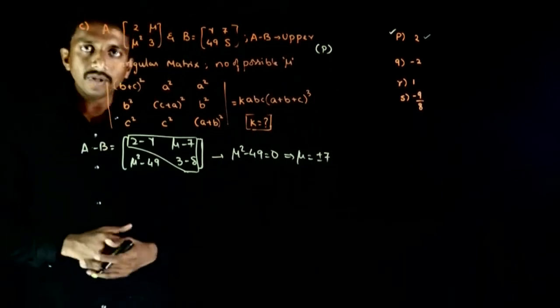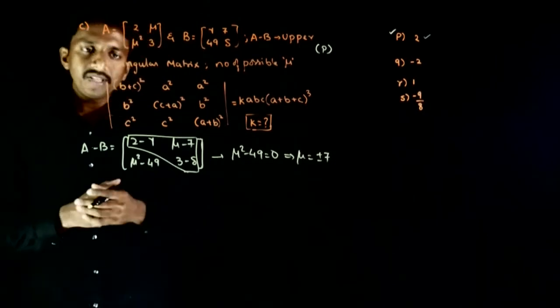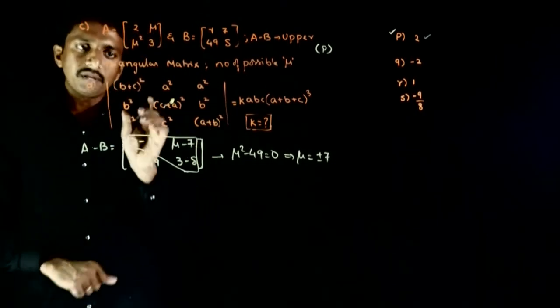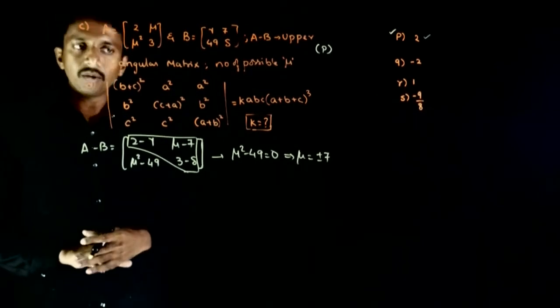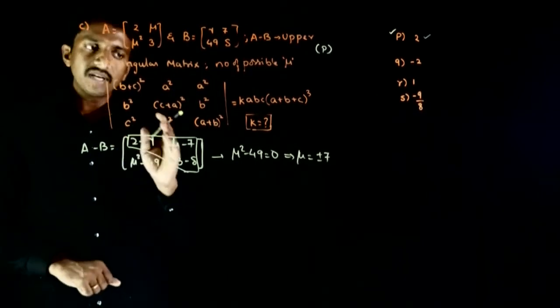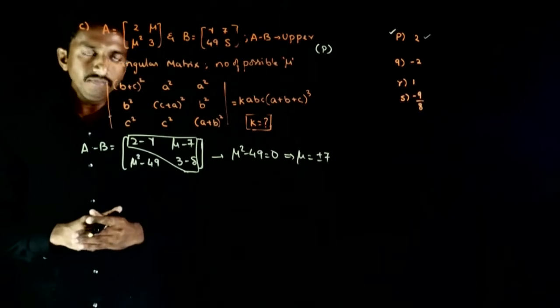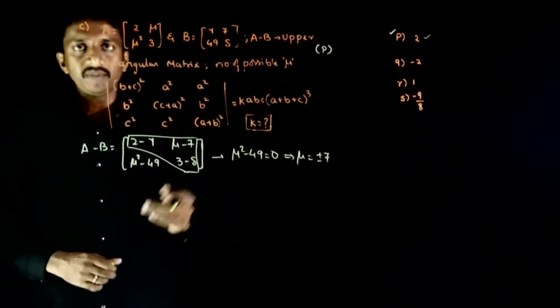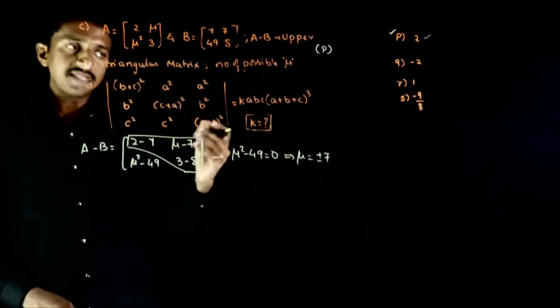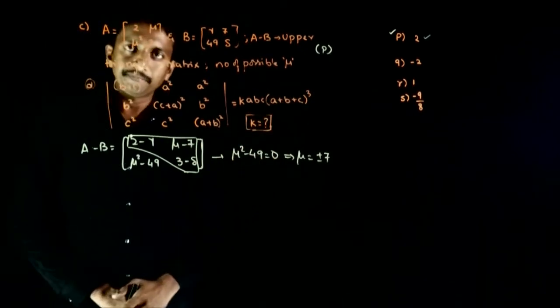Now let us take the fourth bit. इसमें दिया है determinant of (b plus c) whole square, a square, b square; c square, (c plus a) whole square, b square; c square, a square, (a plus b) whole square, is equal to k times abc into (a plus b plus c) whole cube. ऐसा है तो k का वैल्यू कितना है?